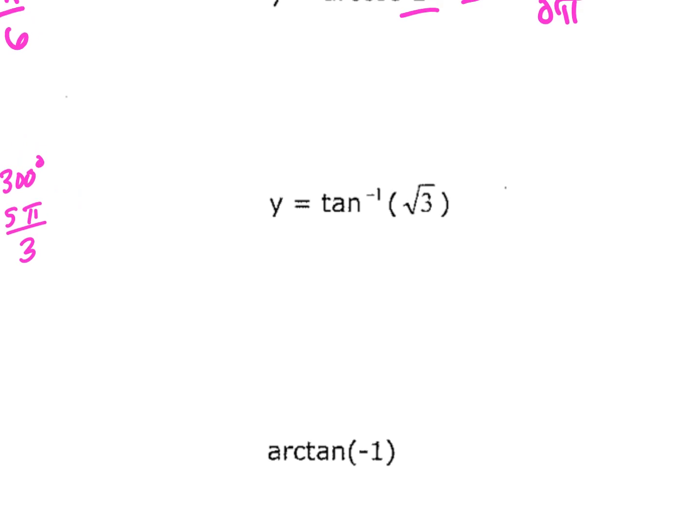Tangents can be tricky because remember we have to do y over x, right? This is something positive though, so which quadrant are we in? 1, good. In quadrant 1, and we're looking for where the tangent value is the square root of 3. 60 degrees, pi over 3. There you go.